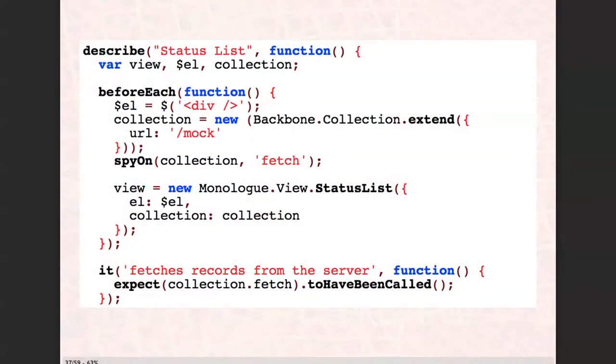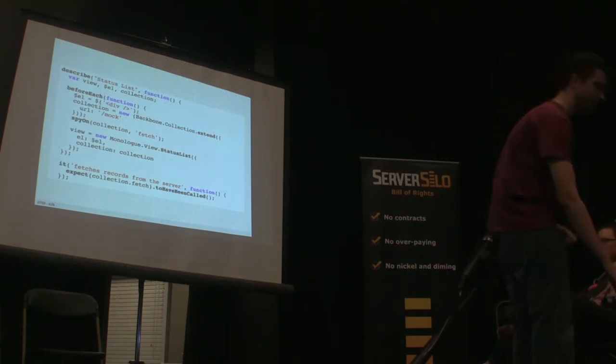So then you can make a status list, and again, it does the same thing, right? You're making a view, you're faking out what the collection is, and then you're providing asserts on top of it.